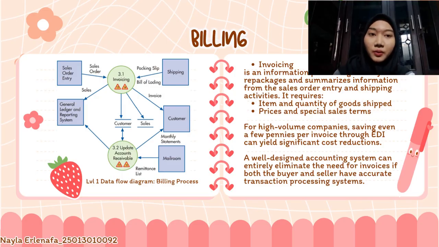Activity 3.2 also has another input, which is from the mailroom. When a customer pays, the mailroom sends a remittance list to this process to reduce the receivable balance, and then it makes output to the customer. Periodically, this process sends a monthly statement to customers so they are aware of their remaining balance.